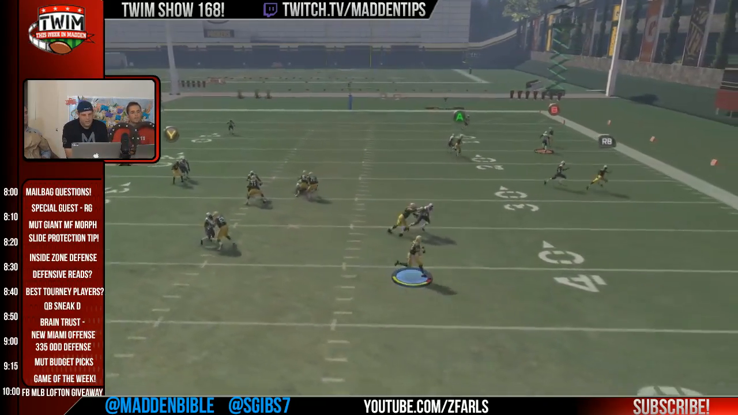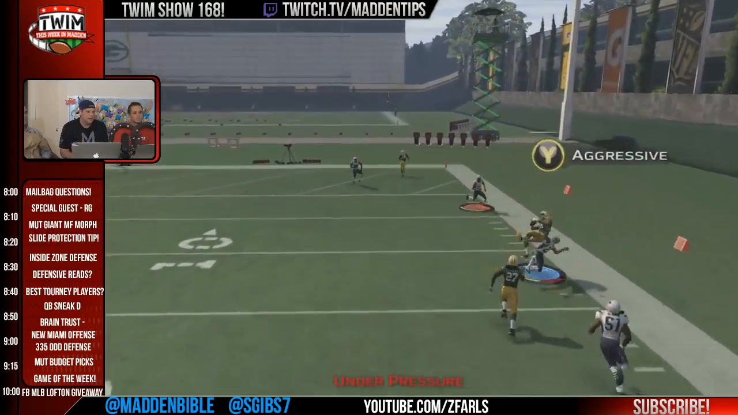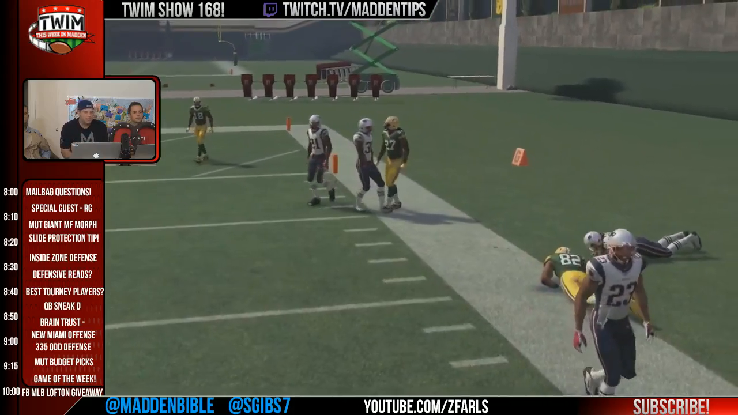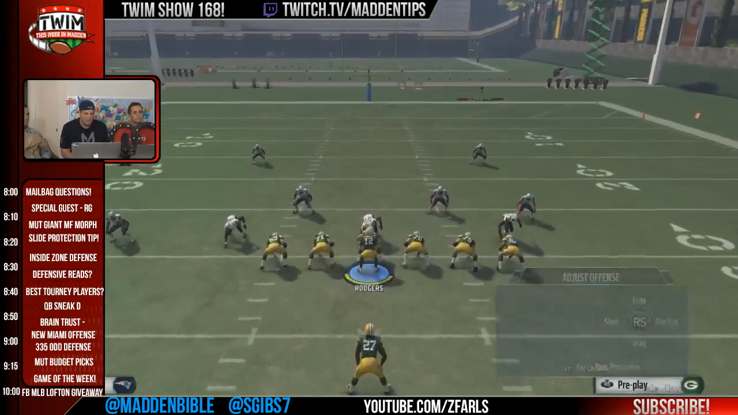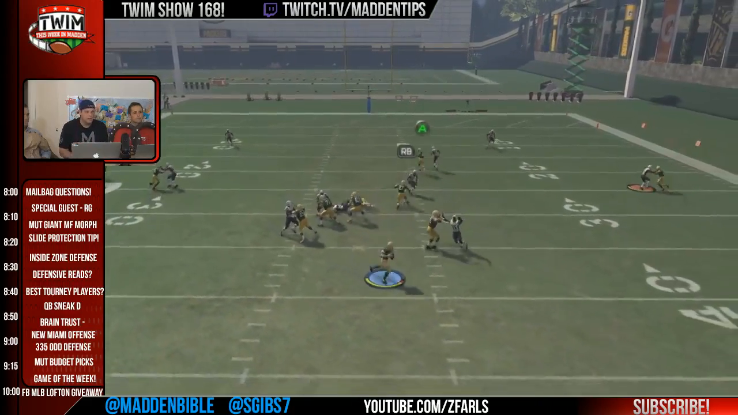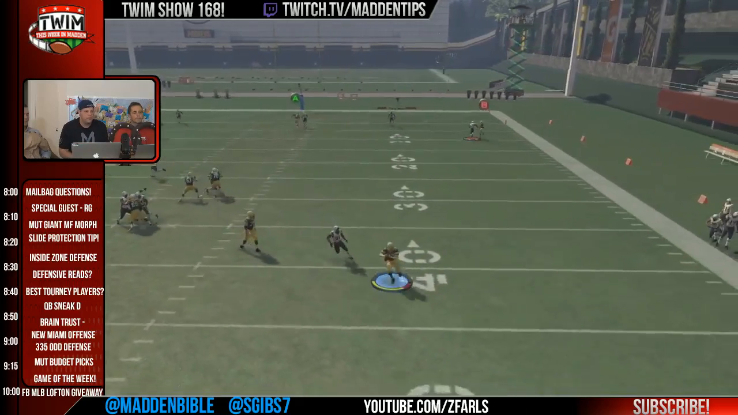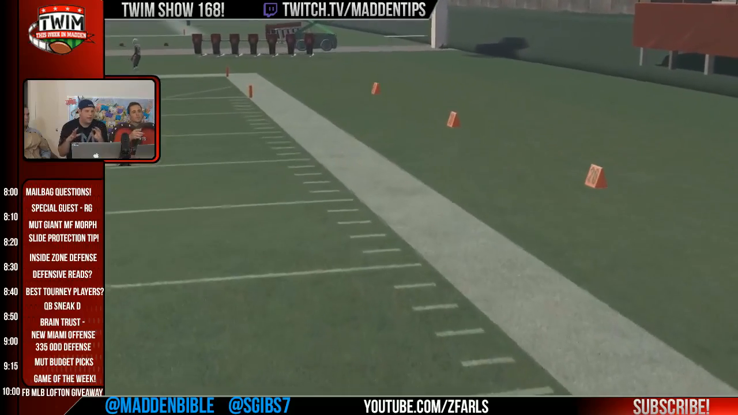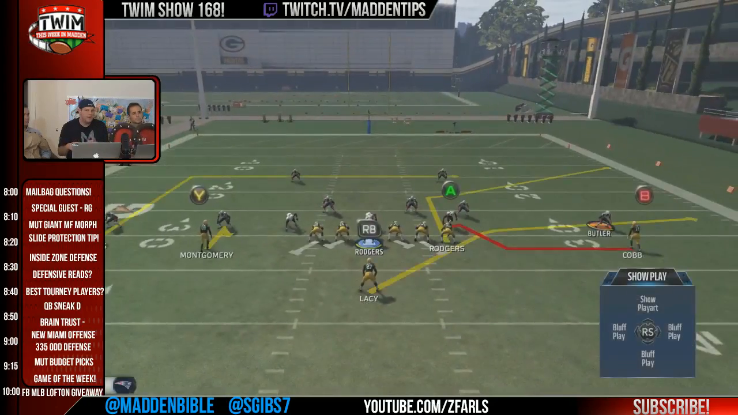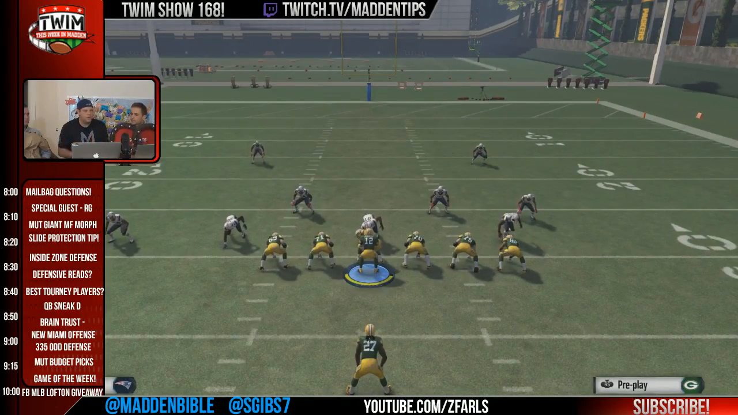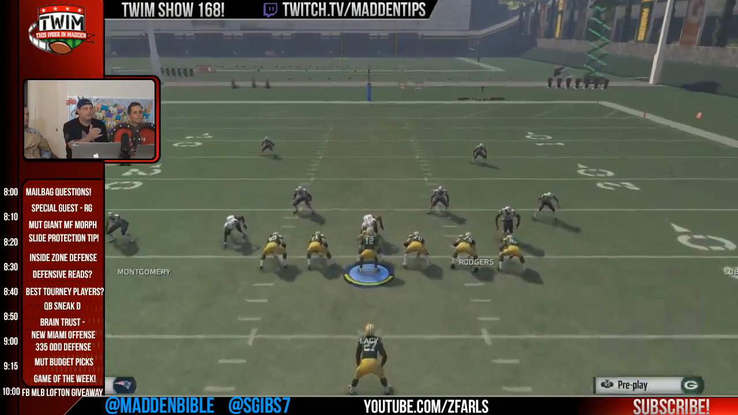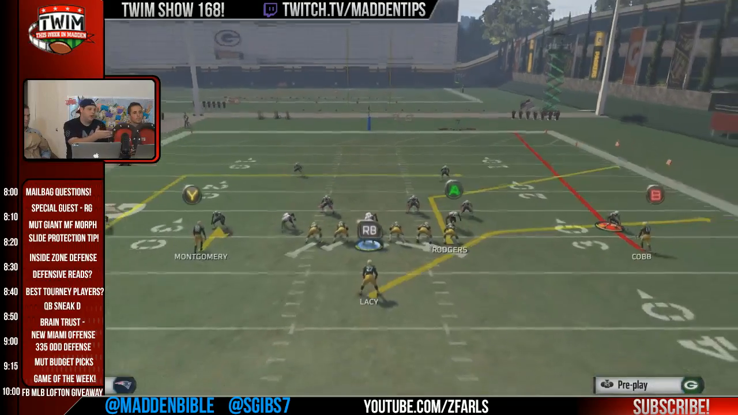But the last tip I was going to give, and I think this one's probably one of the most useful out of all of them, so pay attention, guys, is when you're slide protecting, one thing that's really important that people don't keep in mind is you have to slide protect when you get to the line of scrimmage. What's going to happen is you'll slide protect. Show how to slide protect, Gibbs. It's LB, and then you move the right stick in whatever direction you want to move your offensive line.